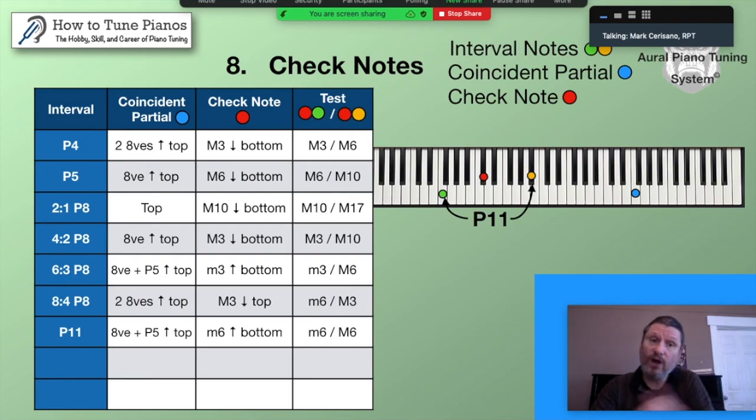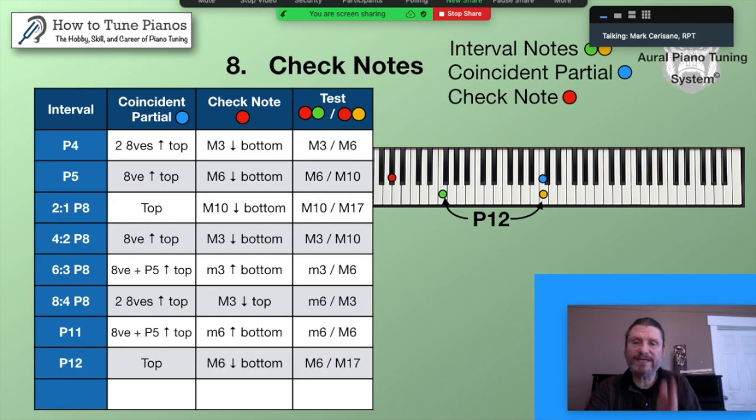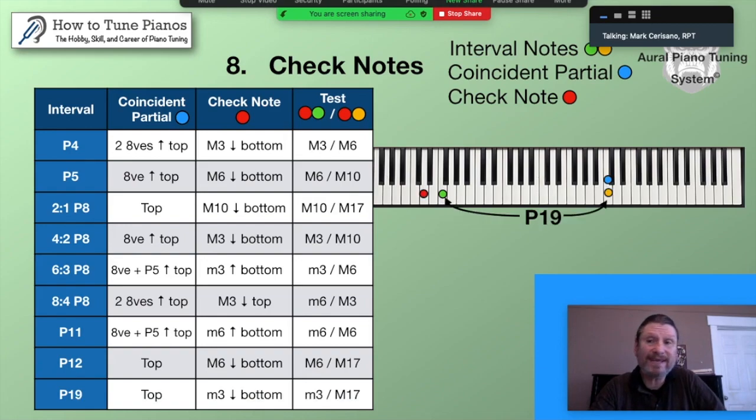The 11th, which is an octave and a fourth. That's what the interval is, but the coincident partial is an octave and a fifth above the top note. And the check note is a minor sixth above the bottom note. For the 12th, this one's a little bit easier because the coincident partial is the top note. It happens at the top note, and the check note is a major sixth below. The 19th, same thing. Top note is the coincident partial, and the check note is a minor third below the bottom.